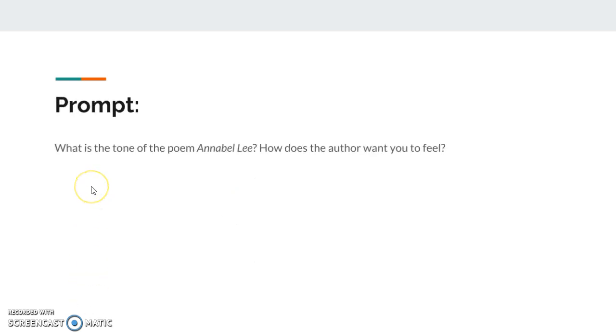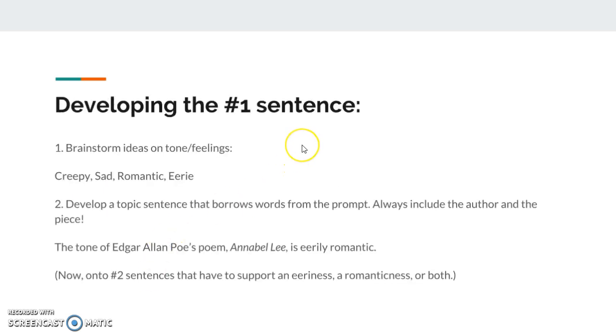So the prompt for this example is, what is the tone of the poem Annabel Lee? How does the author want you to feel? So you're going to develop a number 1 sentence. Brainstorm ideas on tone or feeling. If you weren't sure what tone is, I explained it a little bit more by using the words feelings.